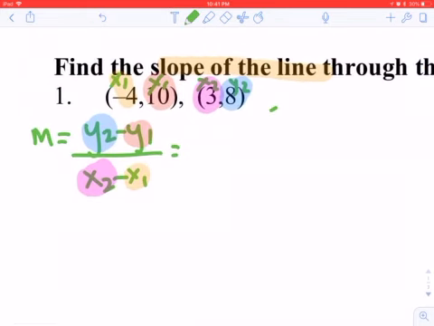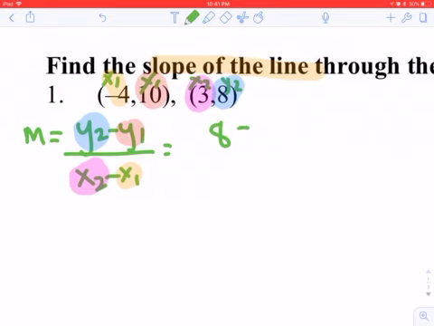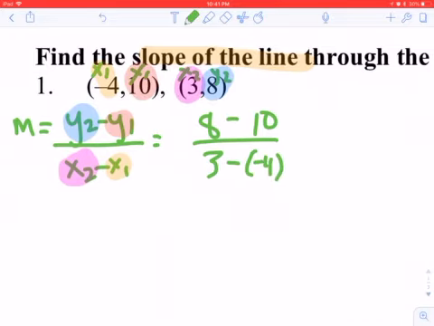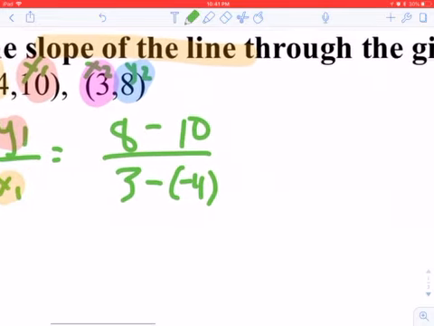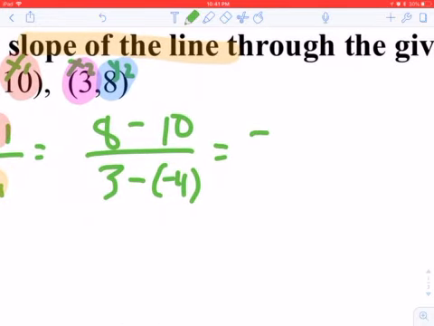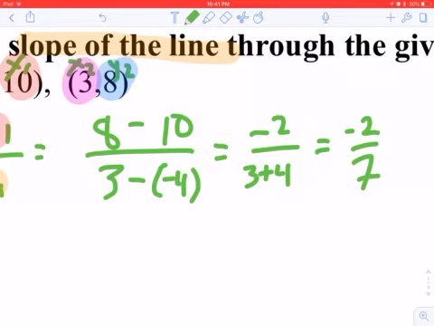So y2, that's 8 minus 10, and 3 minus, so always a minus, and then the negative 4. So that becomes 8 minus 10, that's negative 2. 3 minus a negative 4 becomes 3 plus 4. And that's going to give you a negative 2 over 7.